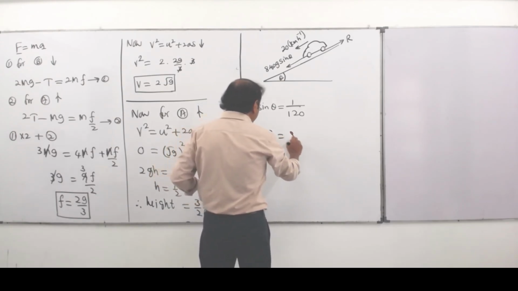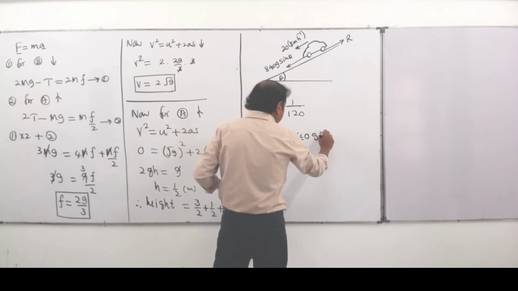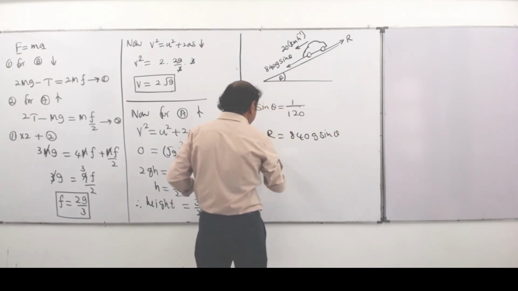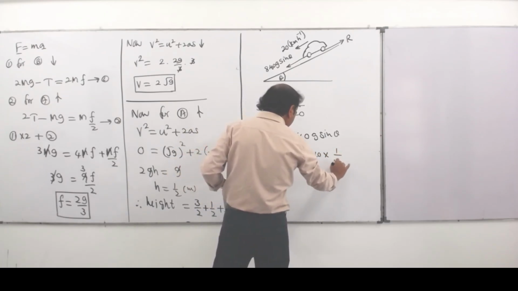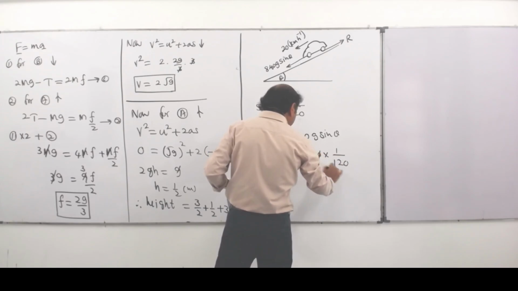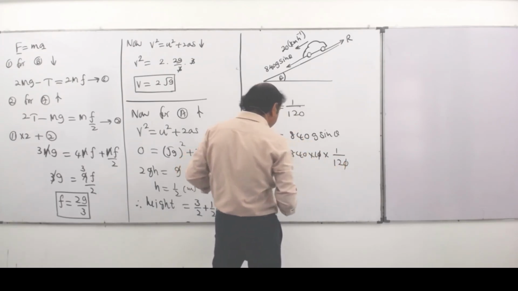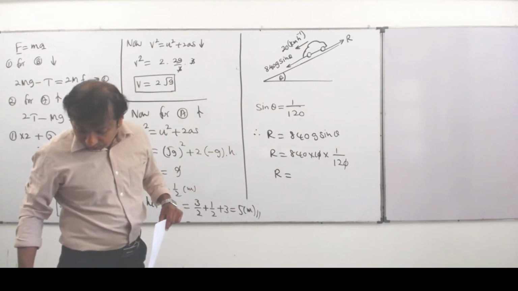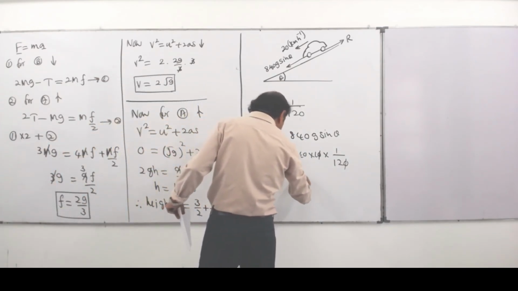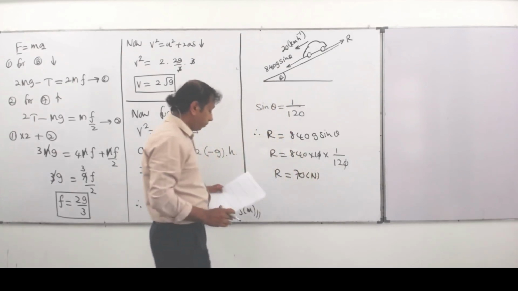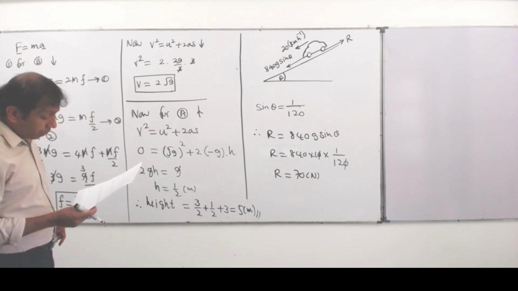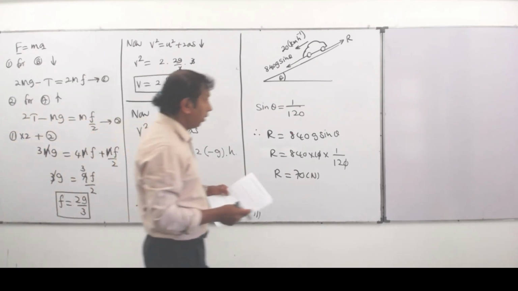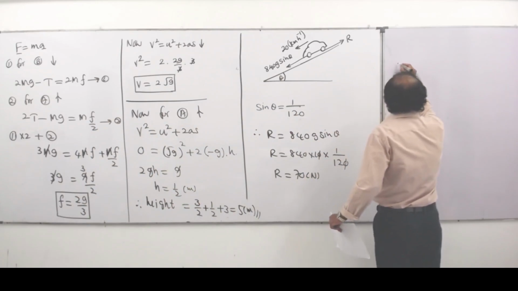Therefore, R is equal to 840 g sine theta, mg sine theta, right? 840 g, take g as 10, sine theta 1 over 120. So this way you can cancel down. Simplifying this, we get R comes as 70 newtons. 70 newtons, right? Next one asking this. Calculate resistance to the motion, that's fine. Find the power of the car if it maintains the same speed on a horizontal road. Now this car moves on a horizontal road like this.